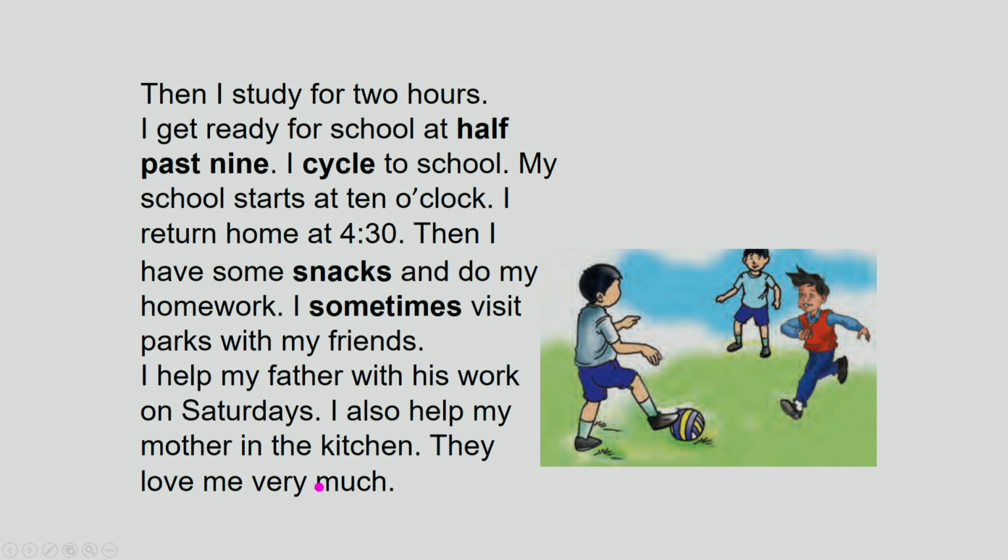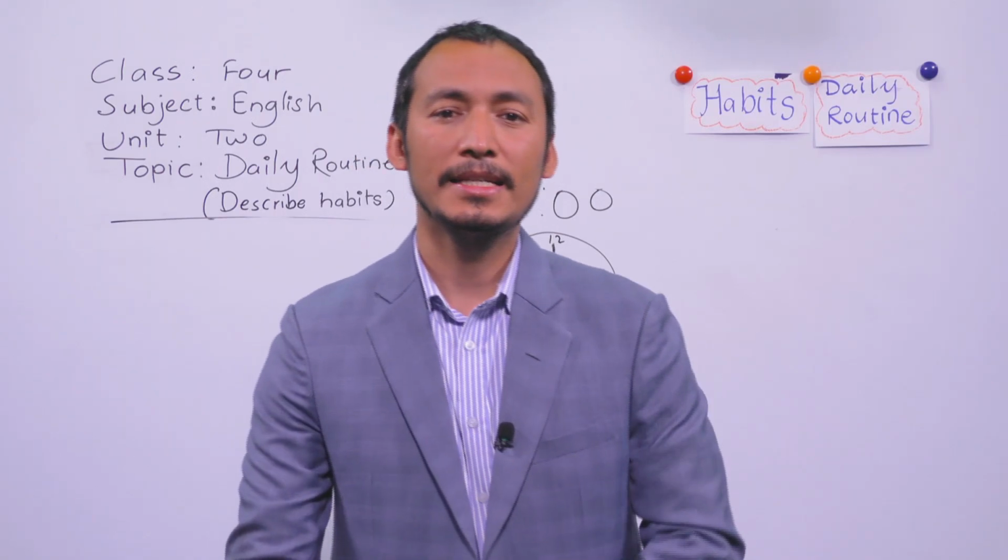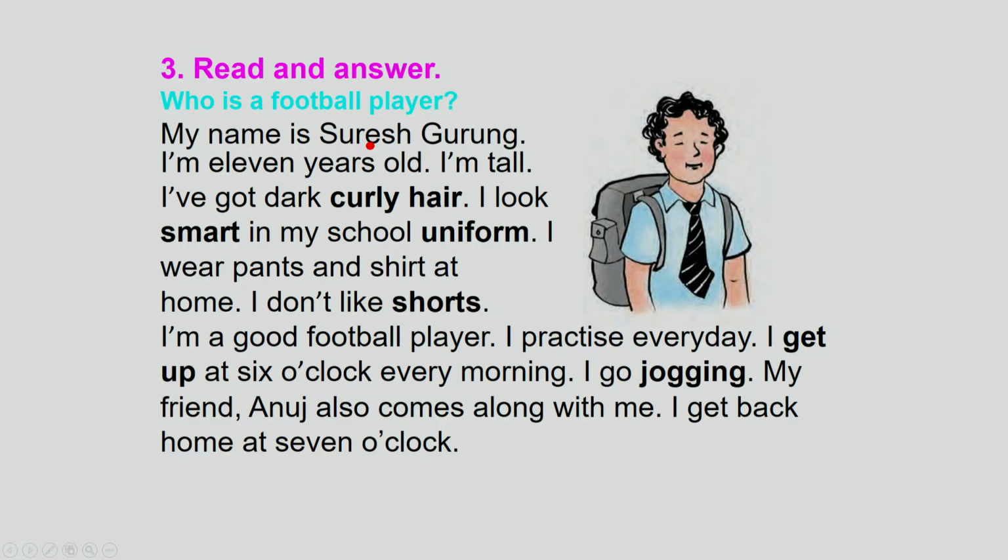Well, students, this is how we read. Now let's look at the meaning. What is Suresh doing here? Let me read it again, or you can join me. All right, students? Once again, my name is Suresh Gurung. Who is he? His name is Suresh Gurung. How old is he here? He says he is 11 years old. And he is, what do you see here? He is tall or short? He is tall. And he's got dark curly hair. What do you understand by this curly hair mean?